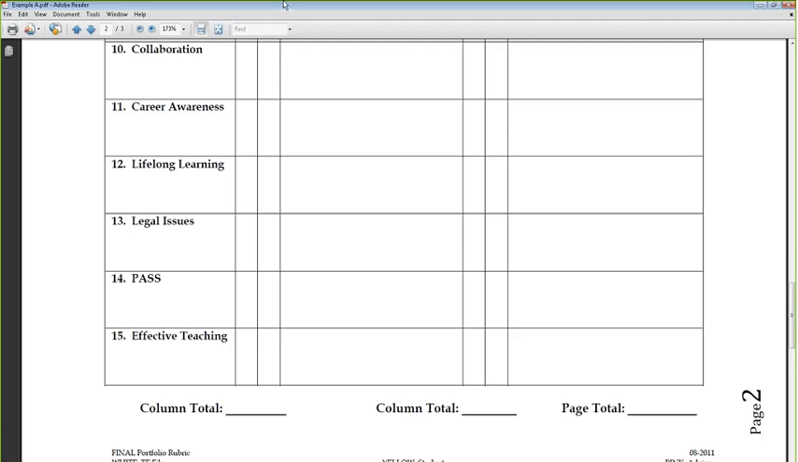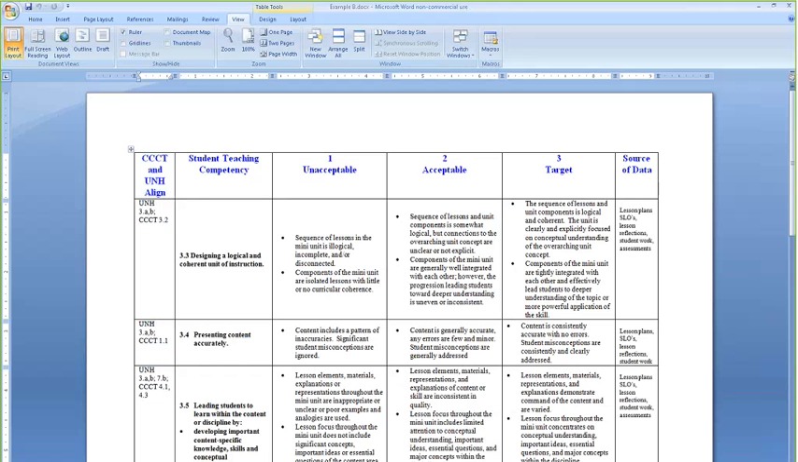So let's go back to our second example from the University of New Haven, where we see what is acceptable, what is unacceptable, and what is target. And you can see here, I think, that as a faculty member assessing this candidate's student teaching competency of their ability to design a logical and coherent unit of instruction, I'm going to look across their portfolio lessons at their lesson plans, at their student learning objectives, at their lesson reflections, at student work, and at assessments to make a determination if that student-teacher competency is at the unacceptable, acceptable, or target level.